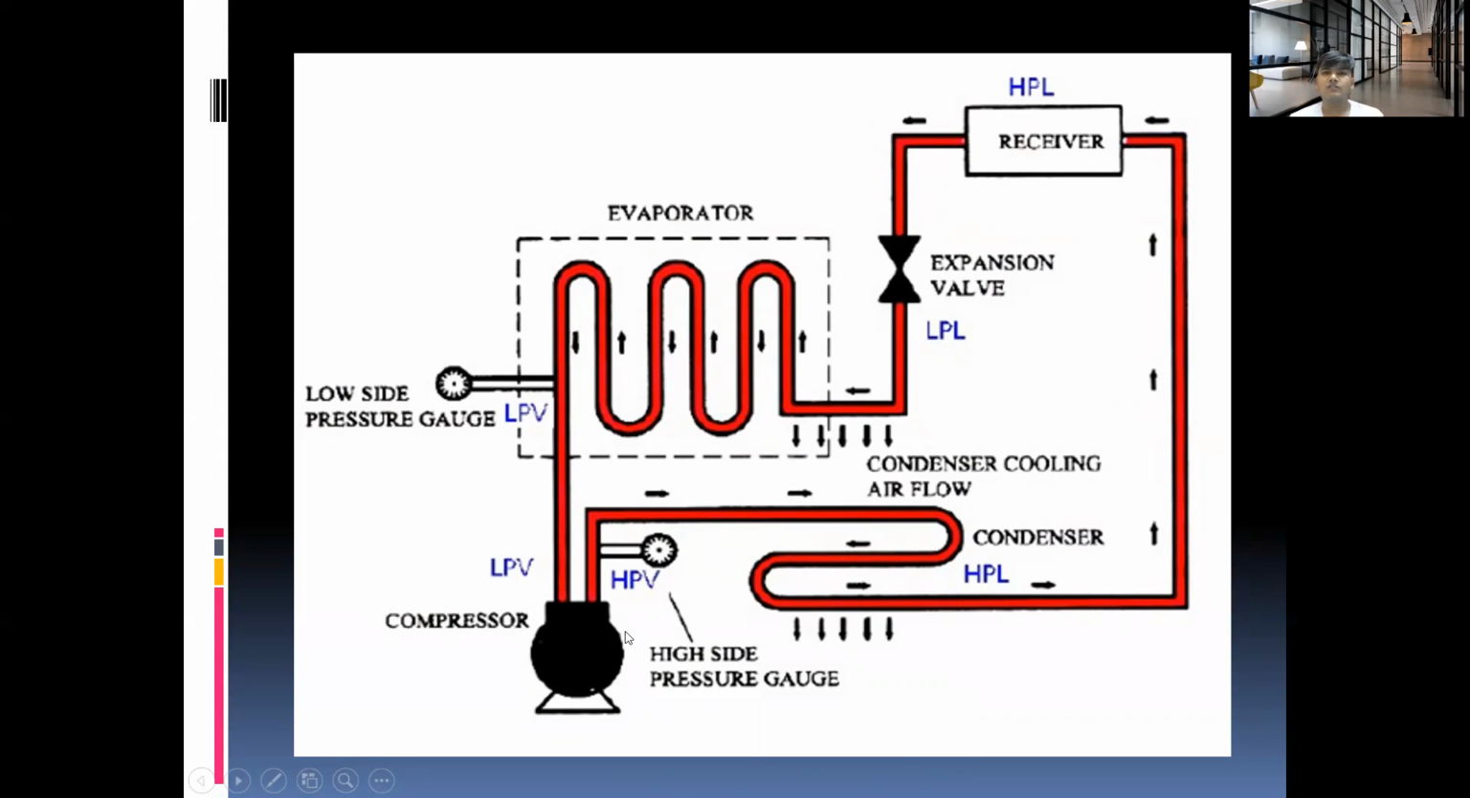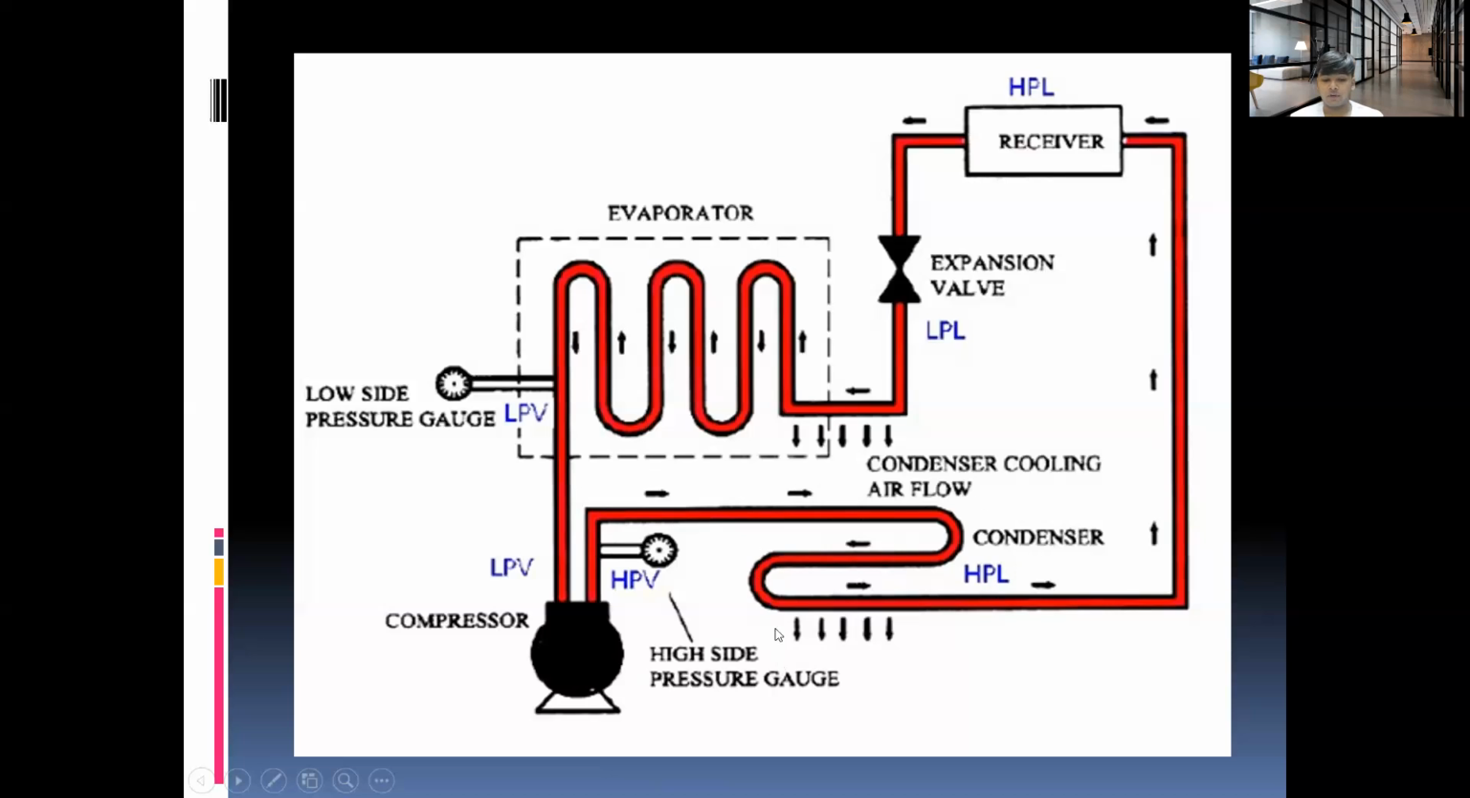Let me explain the functionality of the compressor. The compressor is used to pump your refrigerant, your flowing liquid. It pumps your liquid from low pressure to high pressure. It increases your pressure. So your liquid refrigerant is flowing in this way. Again, it is coming to the compressor. This point here, it is the compressor.